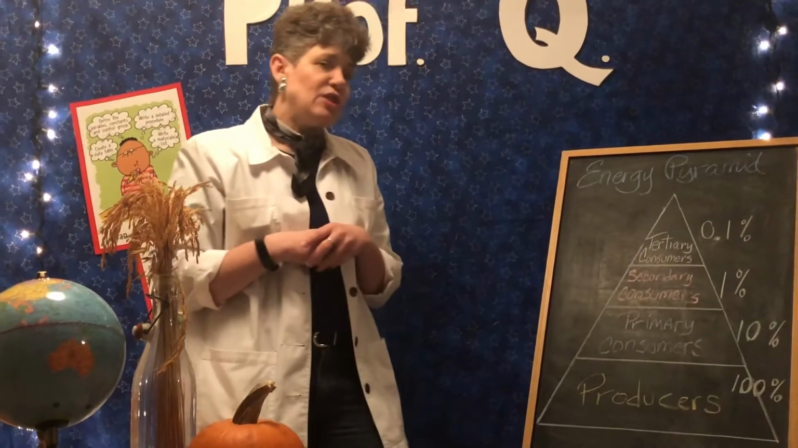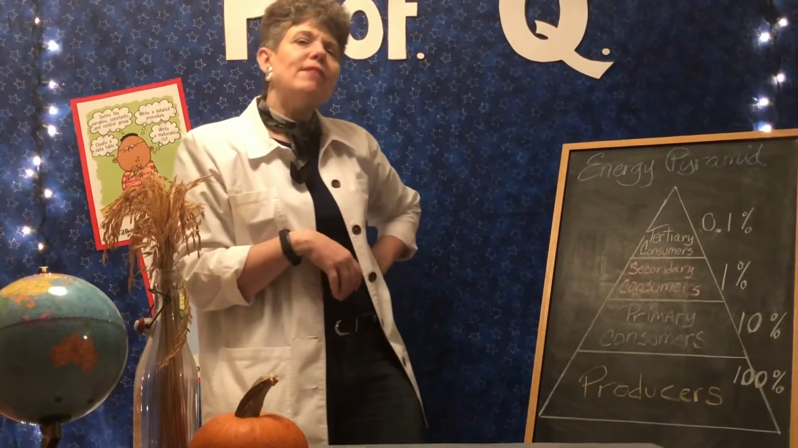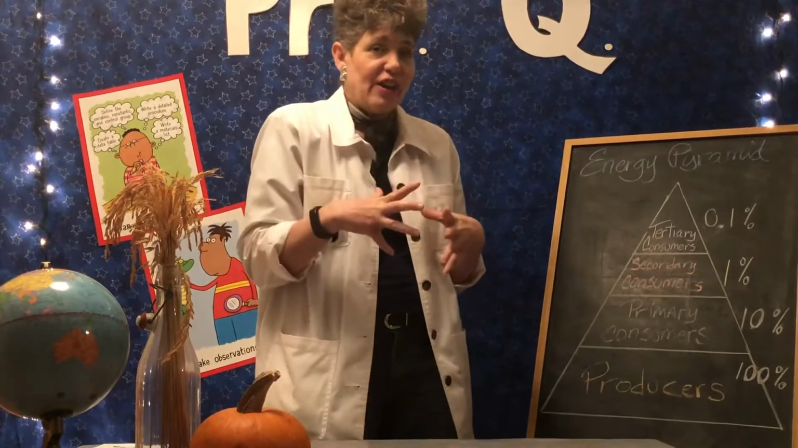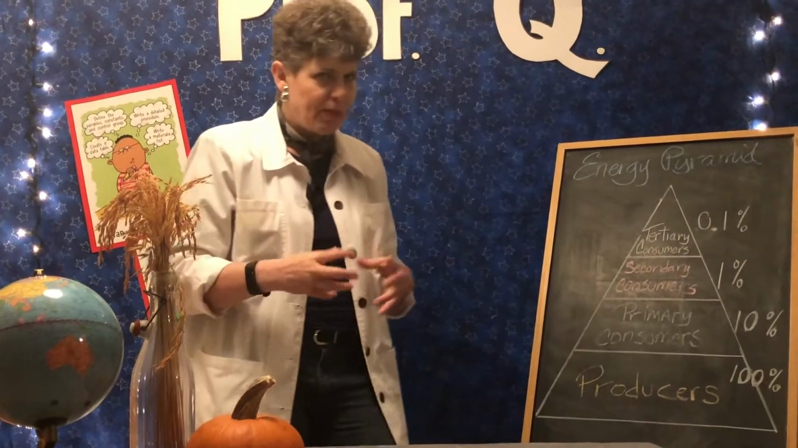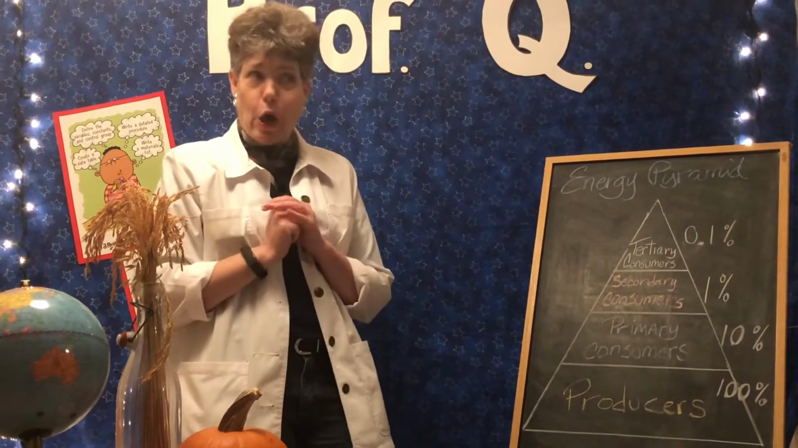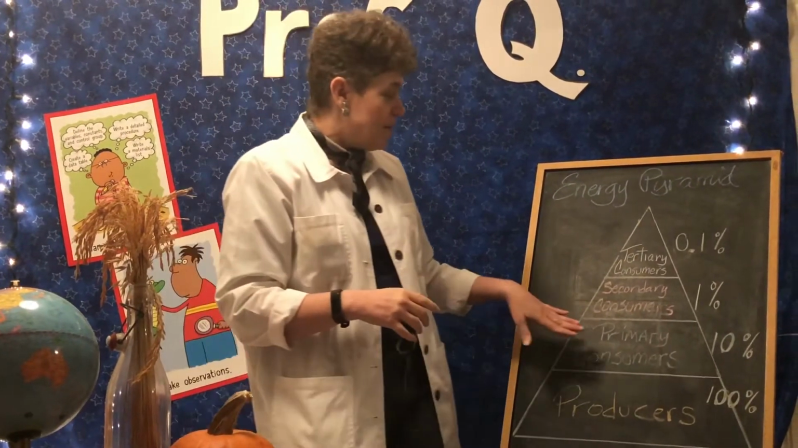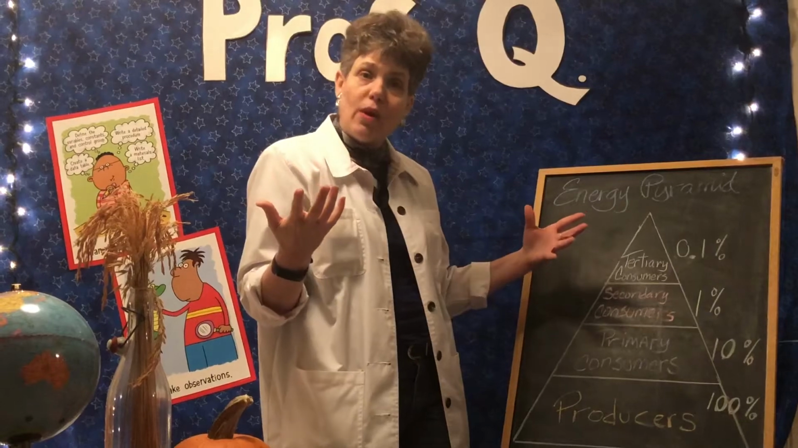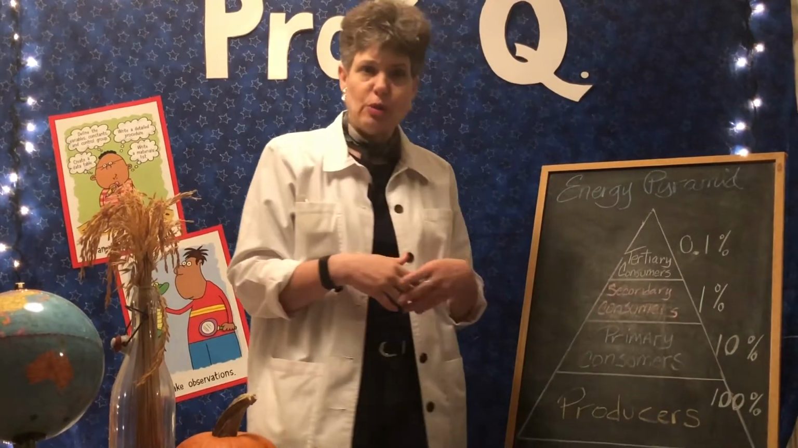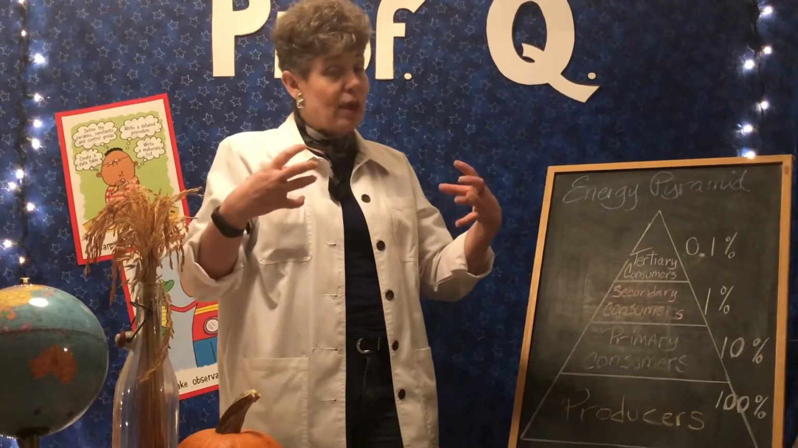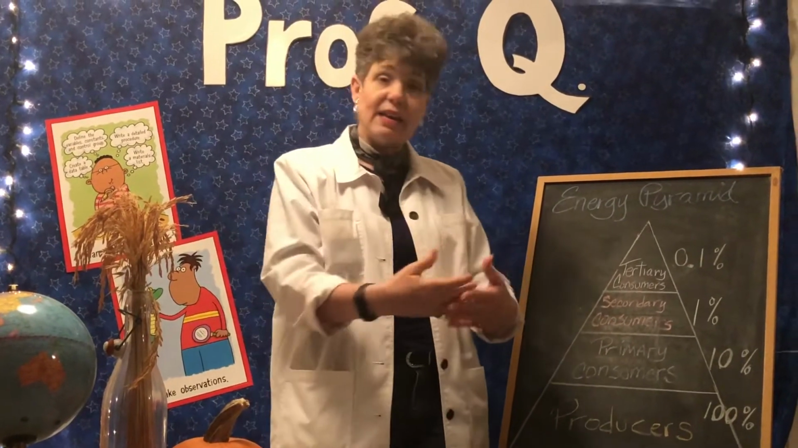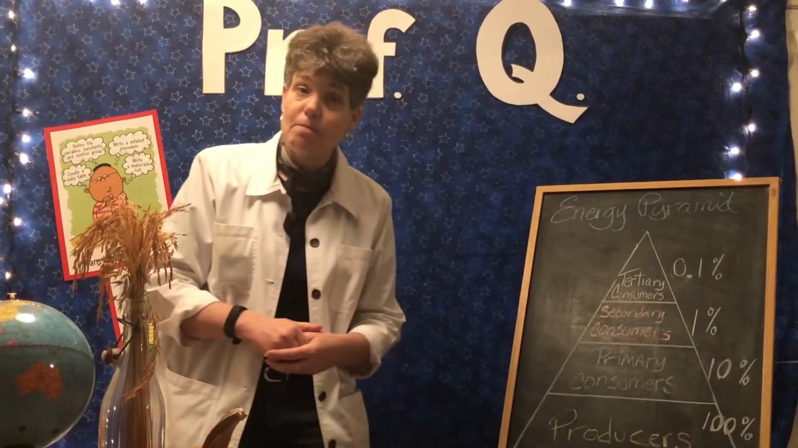So let me ask you this question. Where do you think we might find a grizzly bear? Which particular level? Is a grizzly bear a producer? Oh, I hope not. But where we would more likely find it would be in the tertiary consumer level, because that bear's pretty big and will consume the remainder of the secondary and primary consumers.